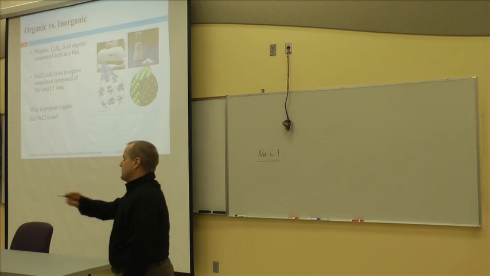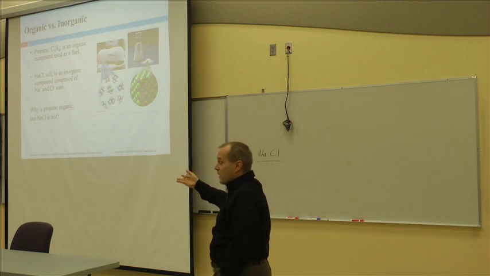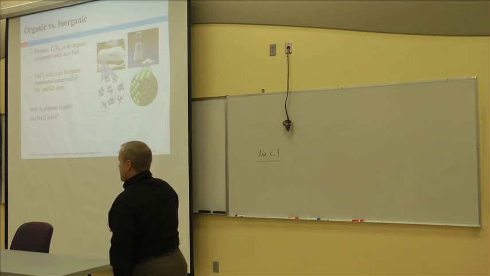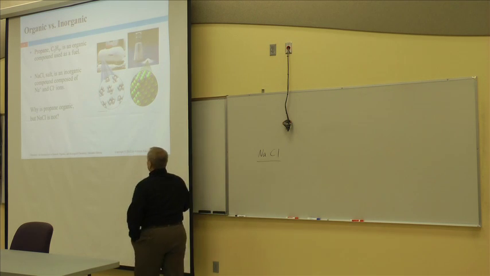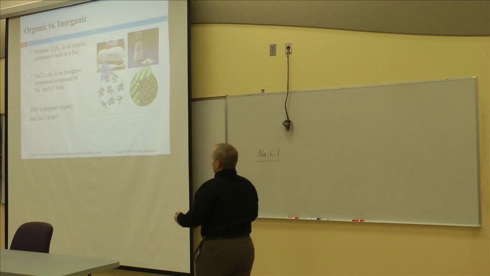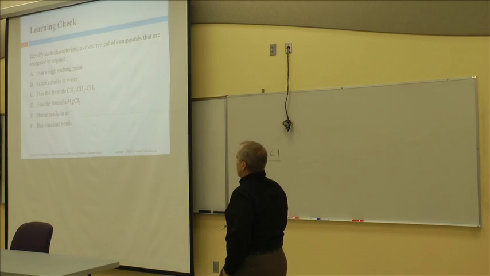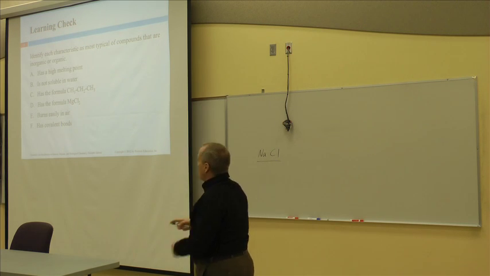Now again, there's exceptions to all that. There are lots of organic compounds that will dissolve in water, sugar being one of them. And there are some inorganic molecules that won't dissolve in water at all. So there are exceptions to both of those rules, but in general, that's how it works. All right? So now, real quick, this should be a learning check here. Identify the characteristics as most typical of compounds that are inorganic or organic.